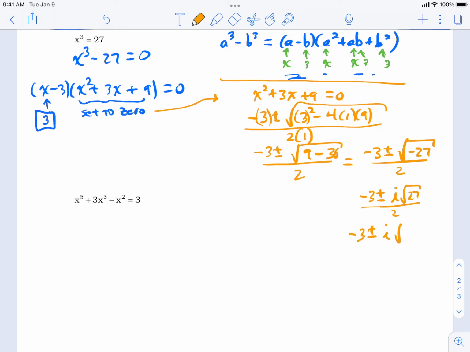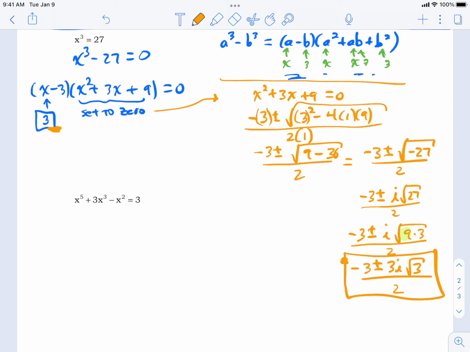Now, remember the 27. In order to simplify that, you want to try to think of a square factor. 9. Yeah, 9 works. So you think of the 27 as 9 times 3, because then you can take the square root of 9, which will give you a 3 out front, put it in front of the i, leave the other 3 inside, all over 2. And there's 2 more solutions, right? So this and this make our 2 solutions.